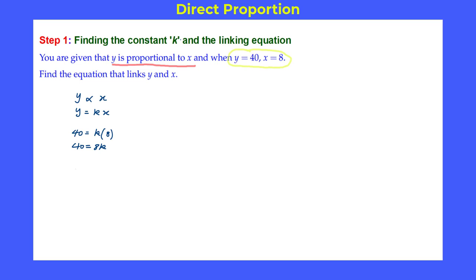Recognising that K times 8 is 8K, dividing through by 8, and we find that K is equal to 5. We then rewrite our second equation here, replacing K with 5, so Y equals 5X. Put a box around it. That is our equation of proportion. That is the linking equation.